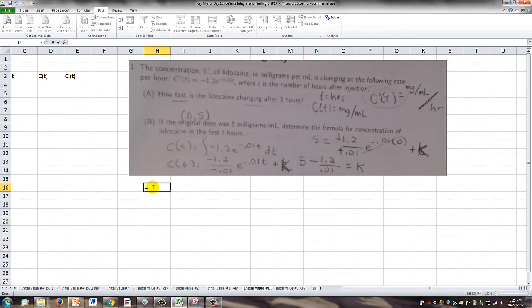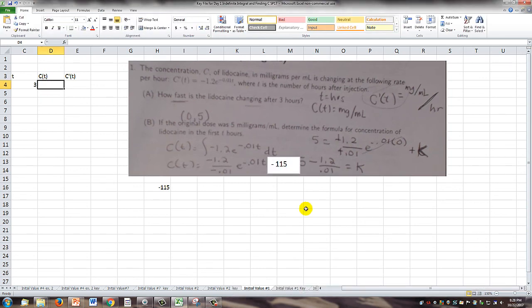Okay, so the first thing I'll do is figure out what my k value is. So that would be 5 minus 1.2 divided by 0.01. And so that k right there needs to be replaced with a minus 115. Okay, so here is the function, and you would want to rewrite it. C of t equals 1.2 over 0.01 e to the 0.01 t minus 115.